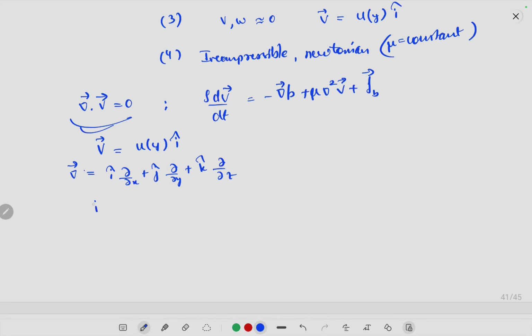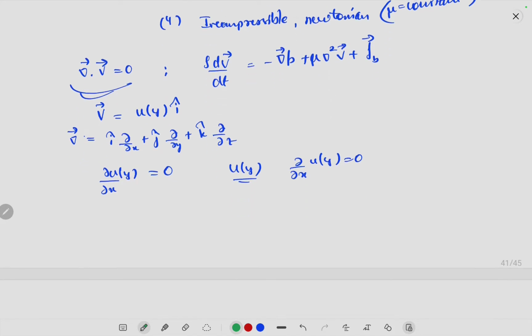What you will get? i hat dot i hat will become 1, and the rest of the terms will give me 0. So this will give me del u by del x, with u a function of y, equal to 0. Okay, but this we already knew. Since we knew that u is only a function of y, then obviously del by del x of u of y will be 0. So this equation does not give us anything new. Now let's write this Navier-Stokes equation in the 3 coordinate axes and try to figure out the velocity profile of the fluid. Okay, so let's just write it.